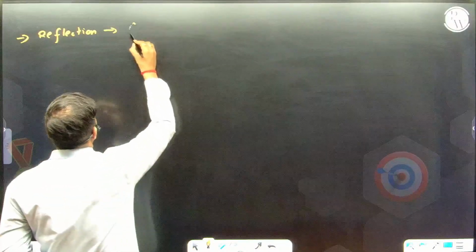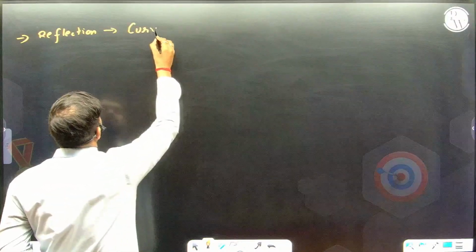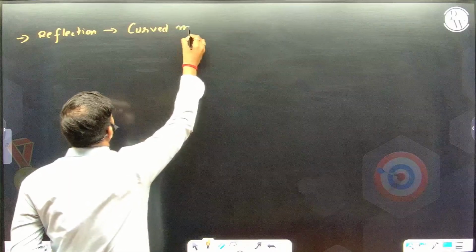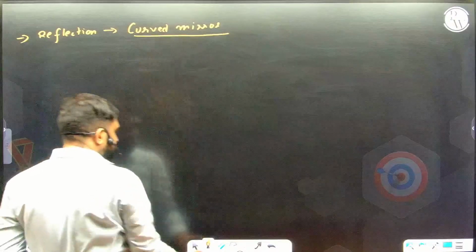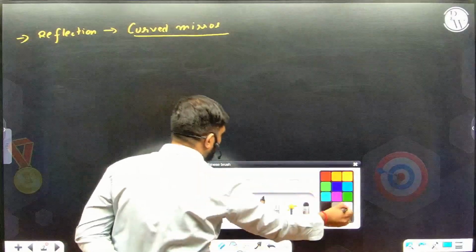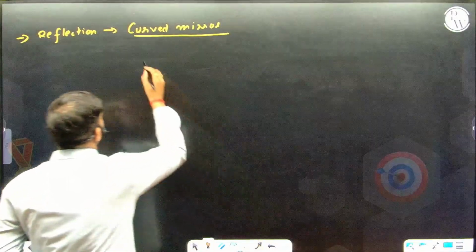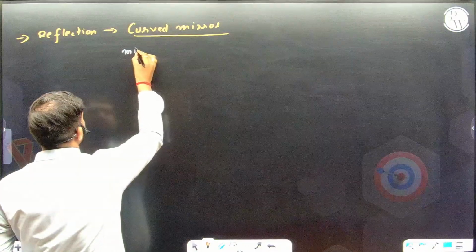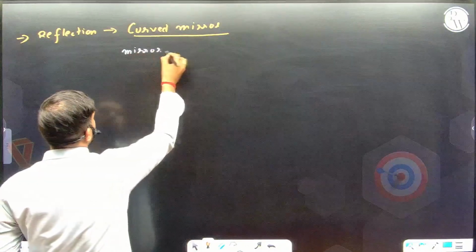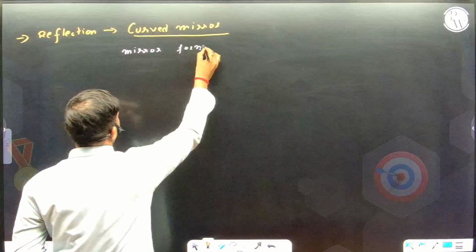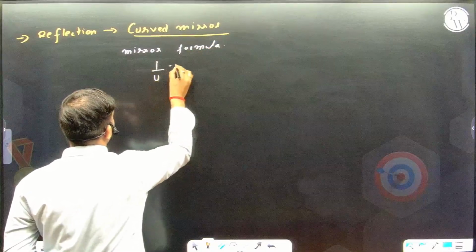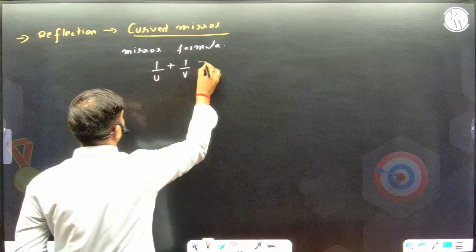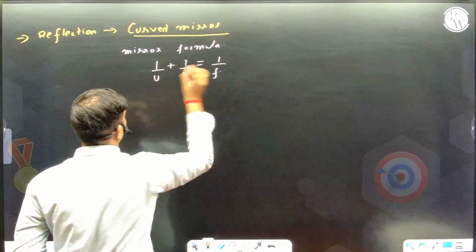But in the curved mirrors or spherical mirrors, you have the mirror formula. What's the mirror formula? Mirror formula is the relationship between the object distance and the image distance. 1 upon u plus 1 upon v equals 1 upon f.